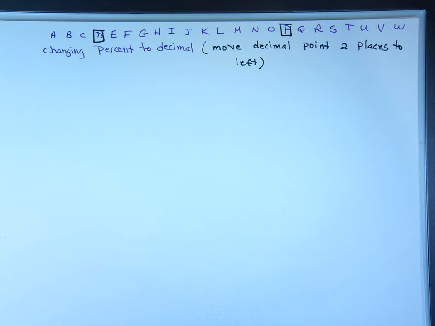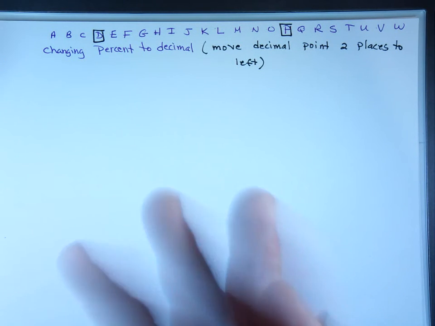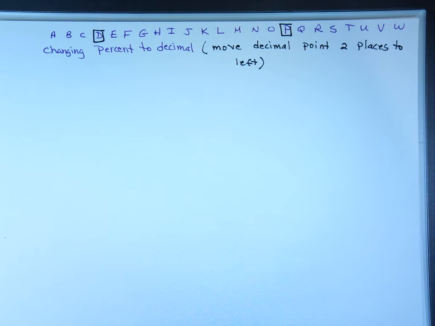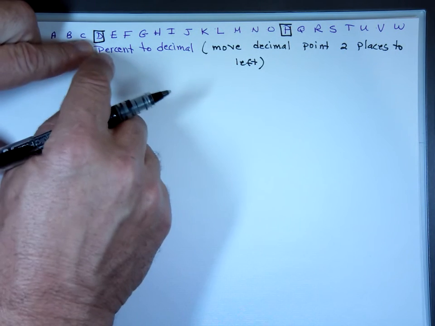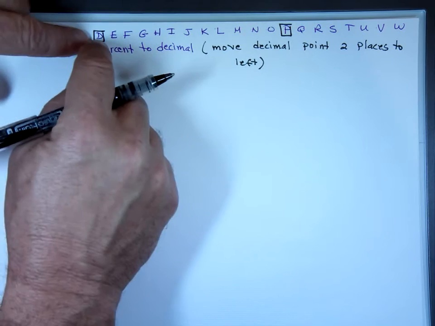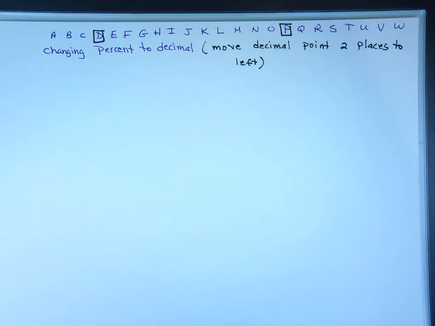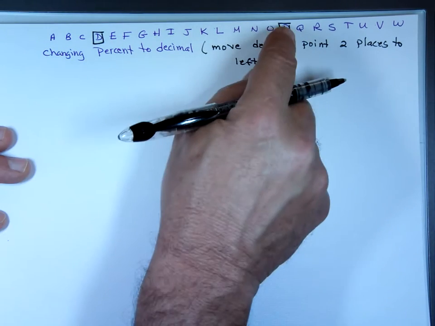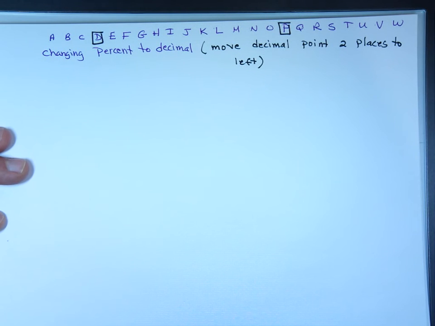Alphabet. Yep. I always try to think of different ways to remember it, so I thought of this idea. Because people say, I know it's 2 places, but I'm not sure which direction. Just think of the alphabet. If you have a percent, which you'll be here, you want to go to decimal, you go to the left. If you have decimal, you want to go to percent, you go to the right. So here we go from percent to decimal, we have to go to the left.